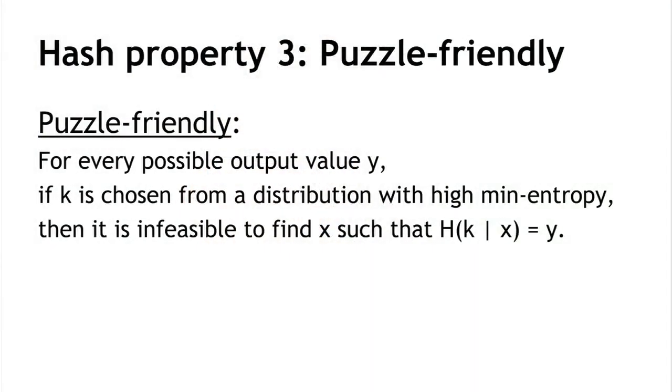For any possible output value y that you might want from the hash function, if k is chosen from a distribution that has high min-entropy, that is, k is chosen randomly from some set that's super spread out, then there's no way to find an x such that the hash of k and x is equal to y. So if someone wants to target the hash function, if they want it to come out to some particular output value y, and part of the input is chosen in a suitably randomized way, it's very difficult to find another value that hits exactly that target.